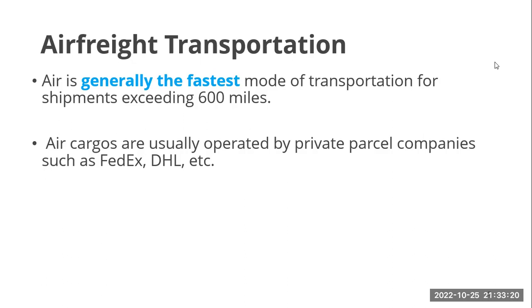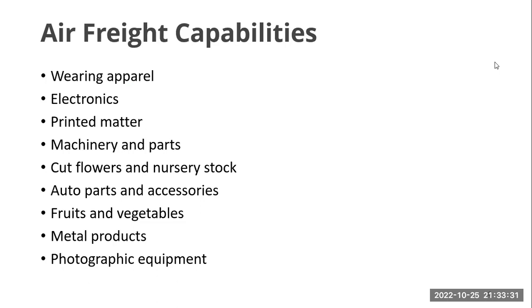So we have air cargoes normally operated by private parcel companies or private logistics companies such as FedEx, DHL, and the others. So air freight is capable of moving wearing apparel, electronics, printed matter, machinery and parts, cut flowers and nursery stock, auto parts and accessories, fruits and vegetables, metal products, photographic equipment, especially things that need to be moved within a short period, like vegetables and fruits.